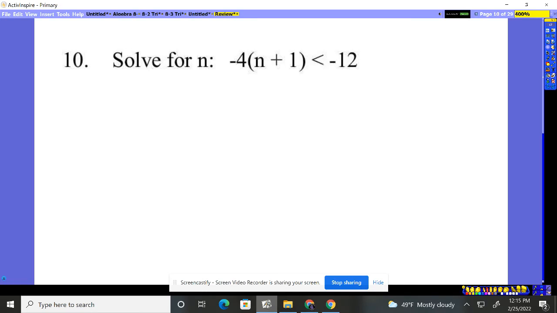Number 10, solve for n. So we're going to distribute through. I get negative 4n. Negative 4 times the 1 is minus 4, less than negative 12. Now move the number over. Add 4 to both sides.